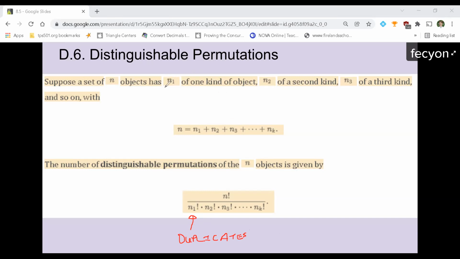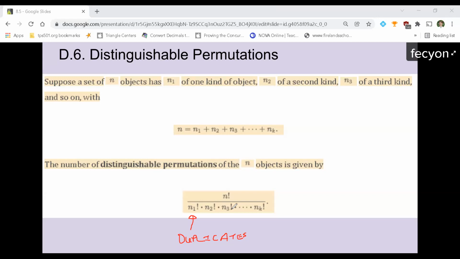If yours has so many of one kind and so many of a second and so many of a third, then you have to divide the total number of permutations by the possible combinations of your first, second, third, and so on and so forth. Really, it takes, let me show you an example of this. It'll make more sense after you see an example.